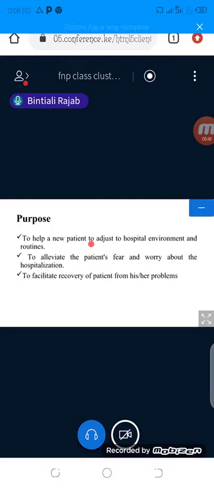So as a nurse, you have to recognize this fear in the patient. You have to recognize the anxiety of the patient. So as you are going through the process of admission, make sure that you alleviate the patient's fear and worry. You want to facilitate recovery of the patient from his or her problems. As I said, the problems of the patient might require a longer duration of treatment. So the purpose of admission is to facilitate recovery of the patient from his or her problems.